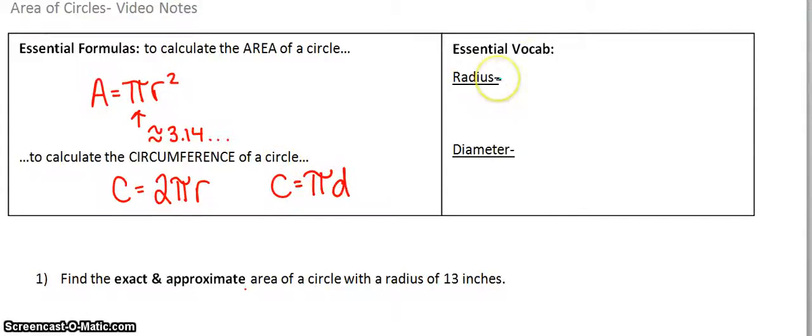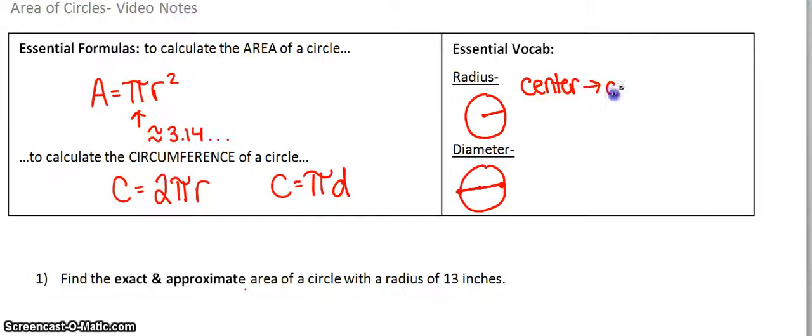So I want to define that vocab I just used. The first one is the radius, and I'm going to draw a picture. This should not be new, but the radius starts at the center of a circle and connects to the circumference. And the diameter is like double that distance. So here's one radius. If you continue that line to the other side of the circle, that would be the diameter. So the radius goes from the center to the edge of the circle, or what we say is the circumference of the circle.